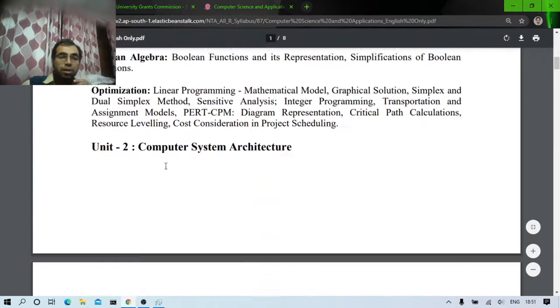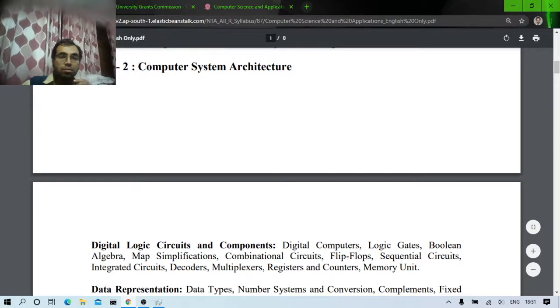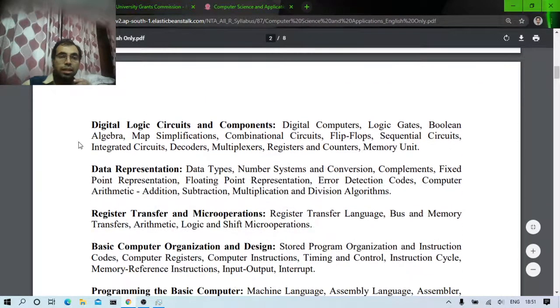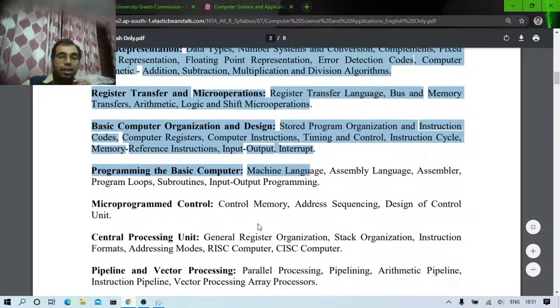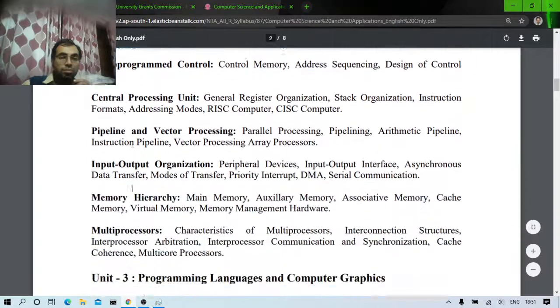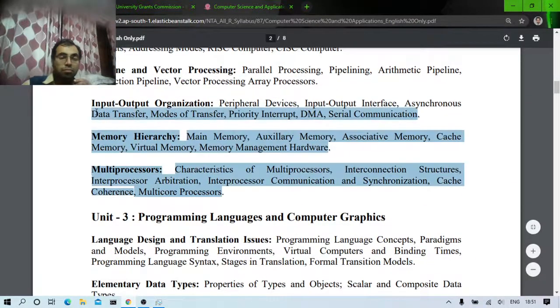So as you can see over here, I'll show it to you. Computer System Architecture from the Morris Mano book. This complete syllabus, digital logic, is the same in the GATE syllabus also. This is the index of the Morris Mano book. The complete Morris Mano book index was copied from here.